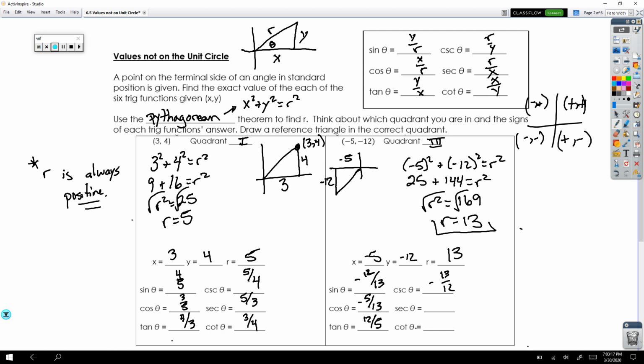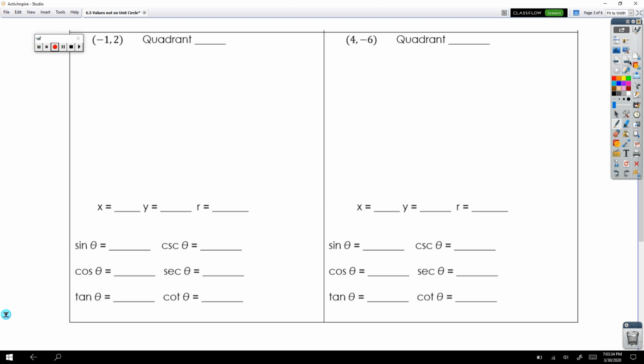Secant would be r over x, so 13 over 5. And then lastly, we have x over y. Again, negative over negative would give me positive 5/12. Moving on, let's look at a problem that is going to be a little bit tougher here. And it's tougher because it's not going to be one of our special right triangles.